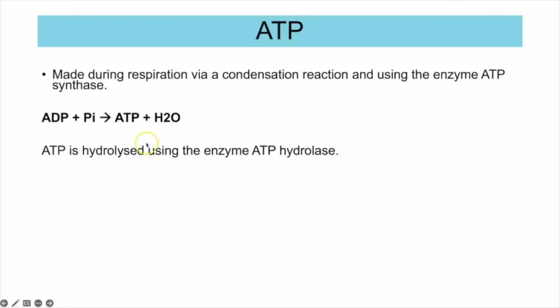This is a reversible reaction because ATP can be hydrolyzed using the enzyme ATP hydrolase, and in that case the enzyme plus the addition of water would split one of the bonds between the phosphate groups. That releases a small amount of energy, and therefore we get ADP plus Pi.